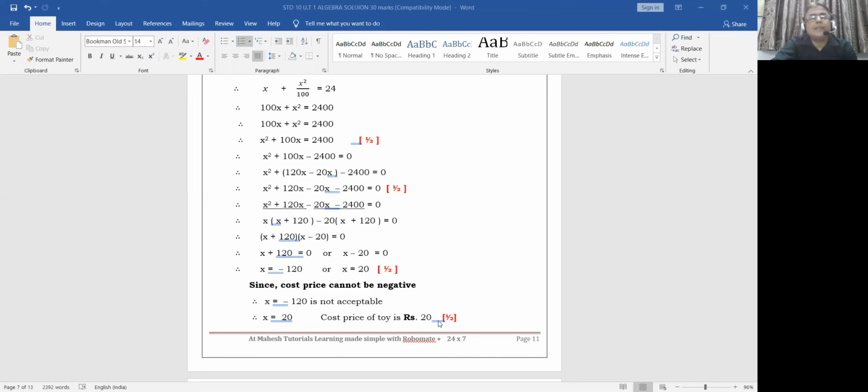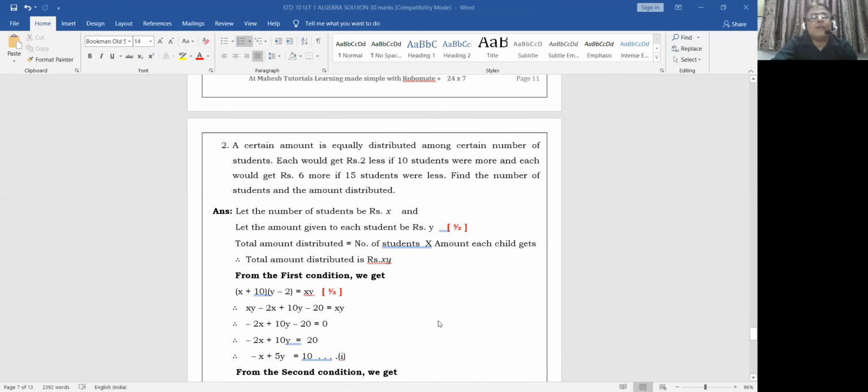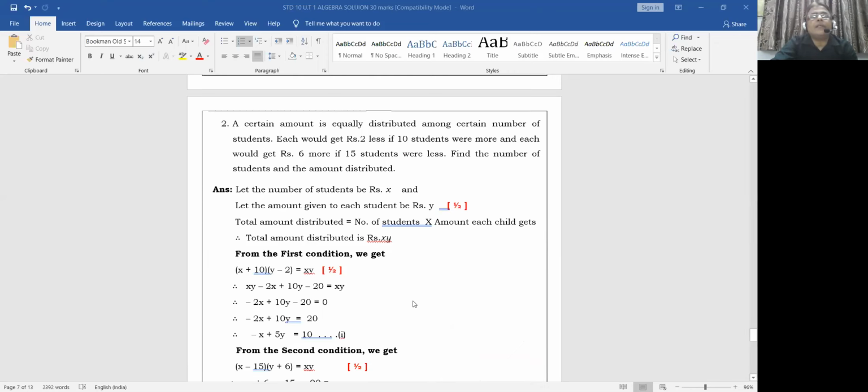Okay, this was last year's board exam. They have asked this as the last question, question number 5. Now this is a solved example from your textbook; they may ask a textbook solved example. A certain amount is equally distributed among a certain number of students. Each would get rupees 2 less if 10 students were more, and each would get rupees 6 more if 15 students were less.